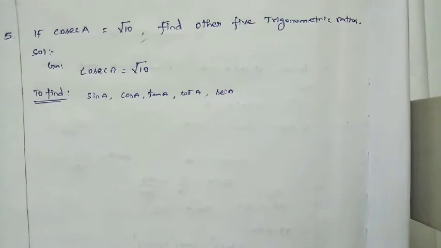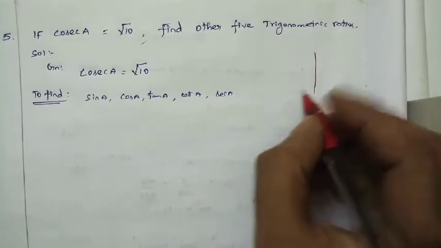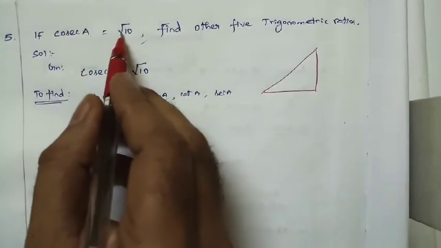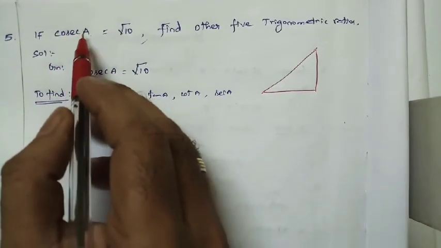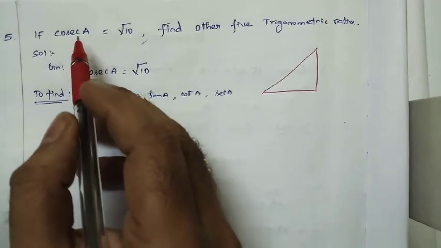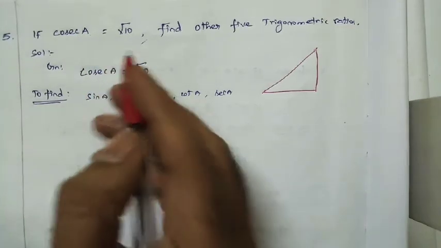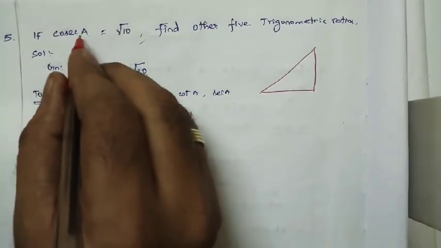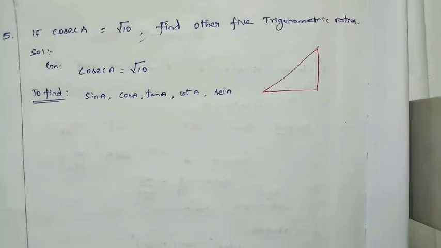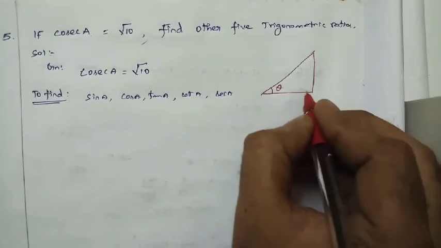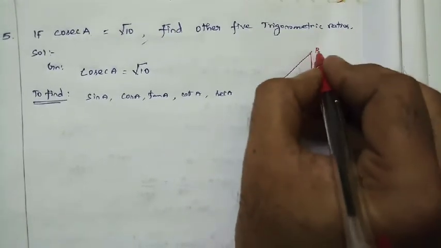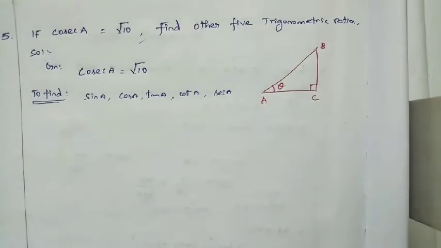They didn't give the right angle triangle. First we can draw the right angle triangle, right? See, they have given cosec A equal to root 10. That means theta, the acute angle, is nothing but A. So you can take that ABC is a right angle triangle, right? A is equal to theta. I am just taking this as theta, and this is the right angle triangle. So A, I am taking here, B and this is C. Whatever you take, no problem.